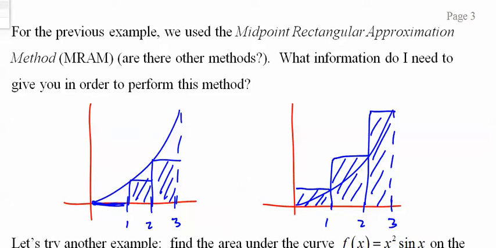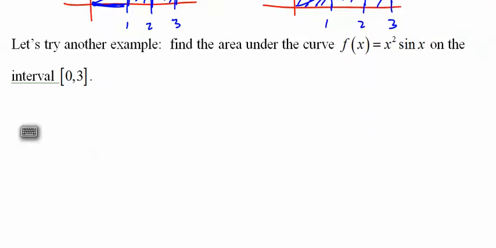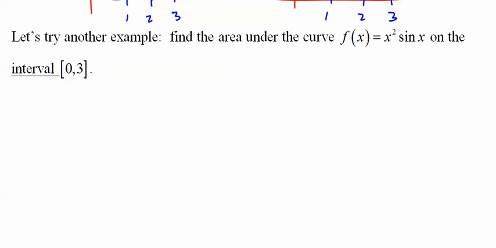So when I tell you to do one of these, I've got to tell you the method, and I have to tell you the number of divisions. Actually, we use a different word for that. We call it partitions. So, find the area under this curve on the interval 0, 3.